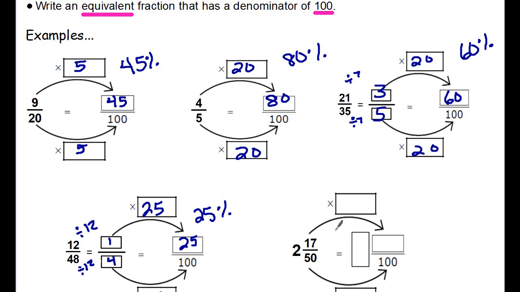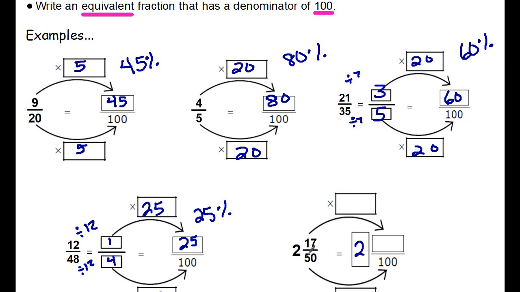Okay, what's different about our last example here? It's a mixed number, right? It has a whole number and a fraction. I'm going to show you two ways to do this. The first way is to leave the whole number alone. We're going to leave it as 2 wholes. Okay? And we're just going to focus on the fraction.